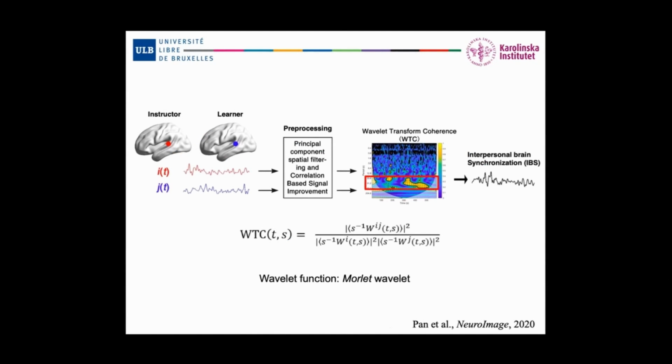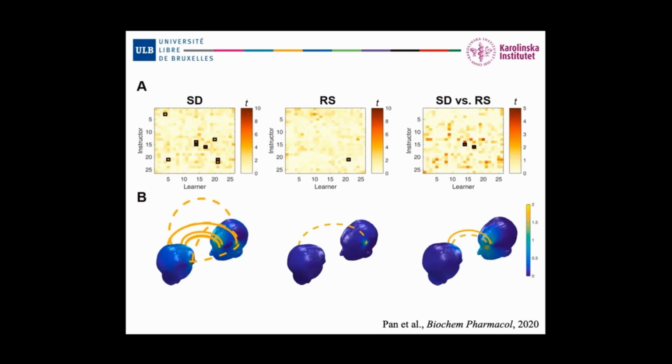On the neural level, learners' and instructors' brain signals were collected simultaneously. After a series of pre-processing steps, for example, principal component spatial filtering and correlation-based signal improvement, interpersonal brain synchronization between learners and instructors was computed using wavelet transform coherence. The wavelet transform coherence ranges between 0 and 1 and can be conceptualized as a localized correlation coefficient in time and frequency space. We observed interpersonal brain synchronization in both sleep deprivation and regular sleep conditions. However, interpersonal brain synchronization within the instructor-learner dyads was higher in the sleep deprivation versus regular sleep condition in the left inferior frontal cortex.